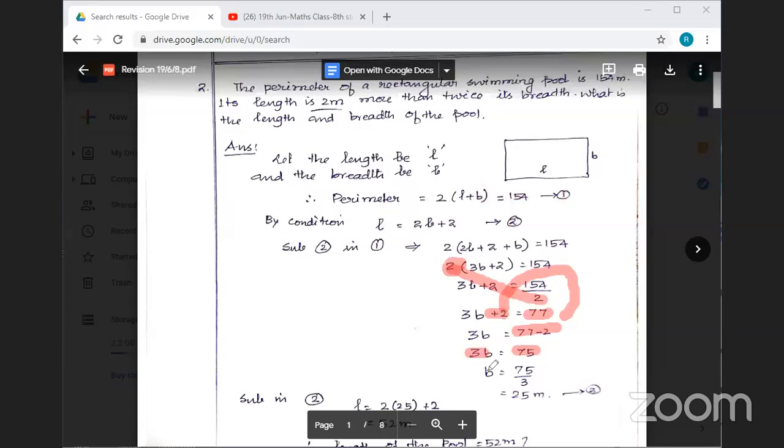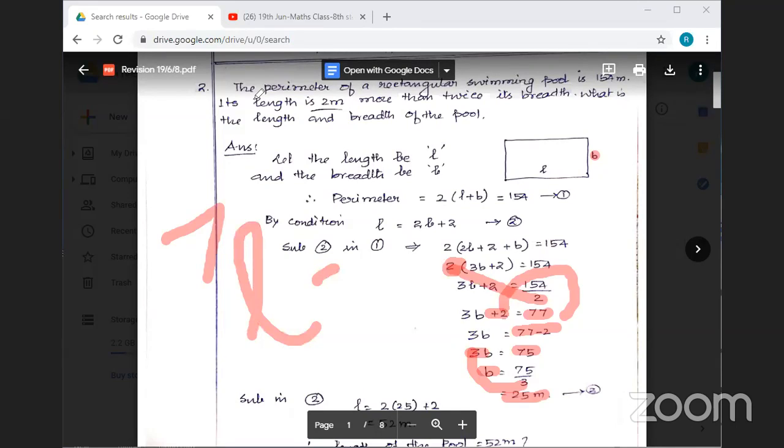B is equal to what? That 3 is multiplying, so it will divide. 75 divided by 3, what is the answer? 25. Any doubt? No doubt. So, now breadth is 25. Now what do we want? Length we want. Also find out what is the length and the breadth of the pool.